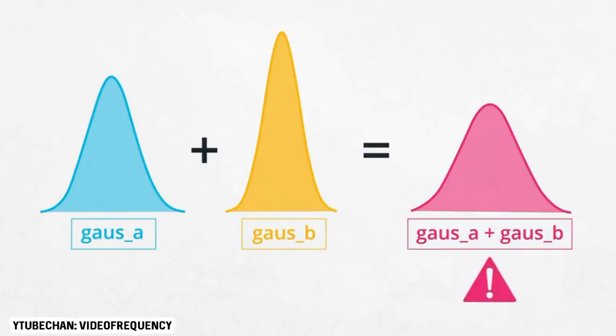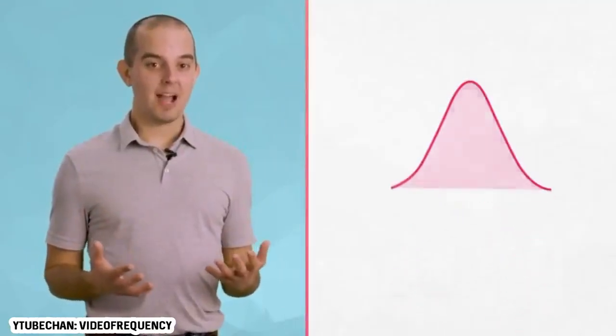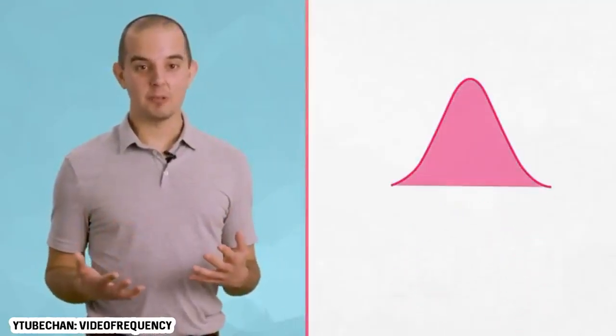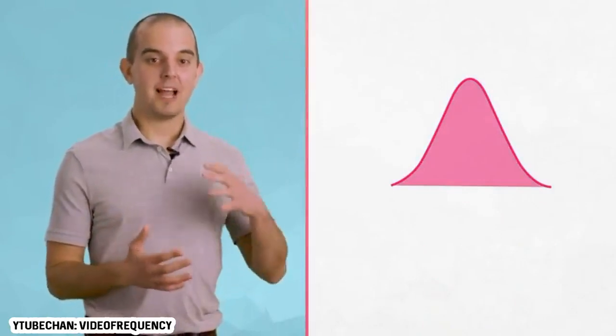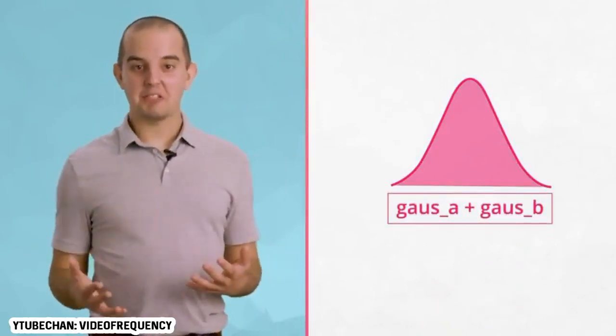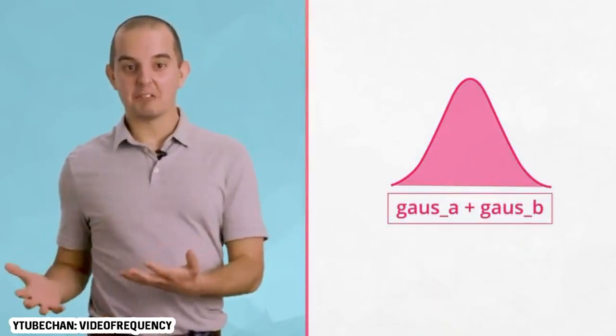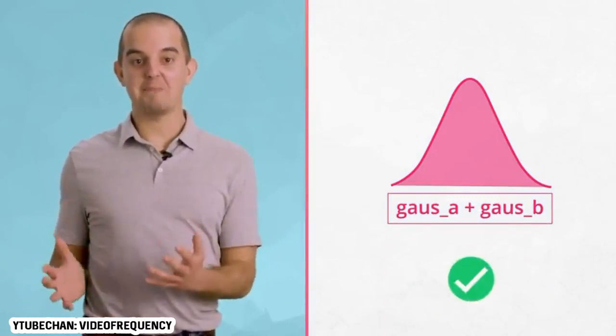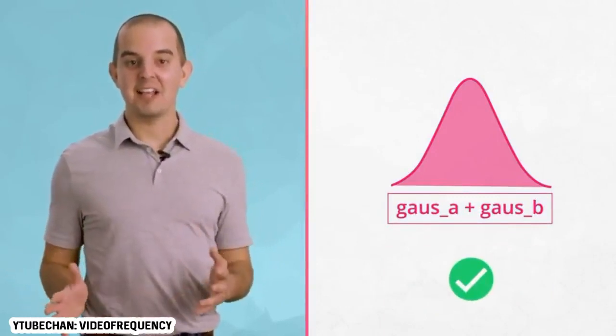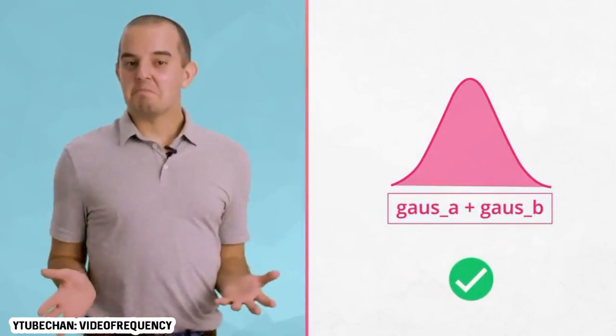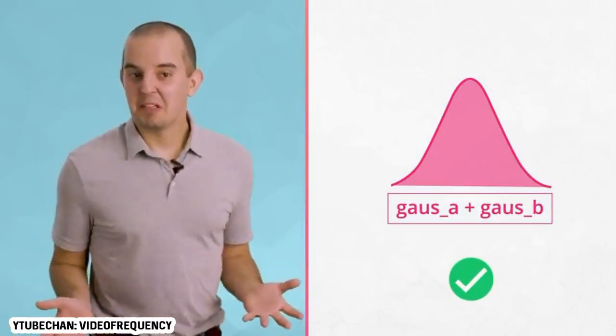No, Python doesn't have any idea how to add two Gaussian distributions together. This code is going to produce an error. What if I told you that there was a way to tell Python how to add two Gaussian distributions together? You could type Gaussian A plus Gaussian B and then get a new Gaussian object containing the correct mean and standard deviation. That would be quite magical, wouldn't it?